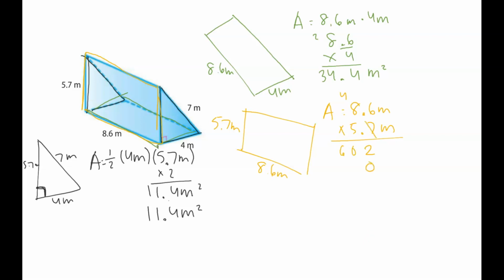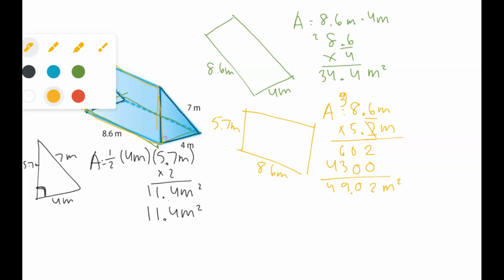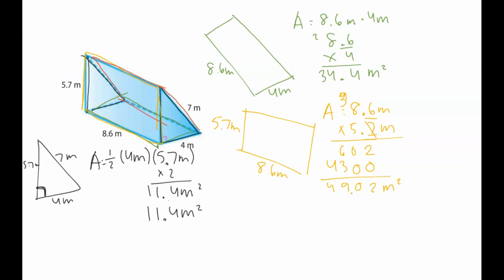Placeholder 0. 6 times 5 is 30. Write the 0, carry the 3. 8 times 5 is 40, plus the 3 is 43. Add. I have 4,902, but I do have 2 numbers behind the decimal, so I'll have 2 numbers behind the decimal here as well. So that's 49.02 meters squared. I have one more rectangle, and that's going to be this rectangle over here, the one on the right side.